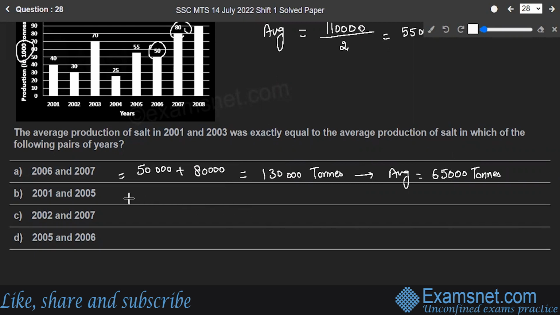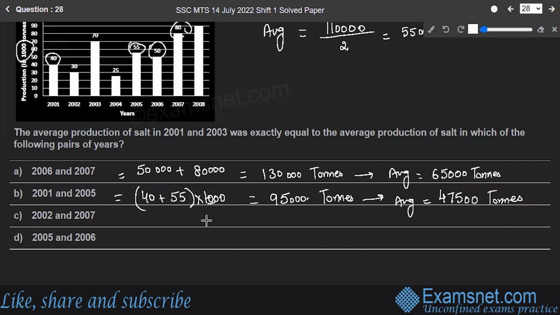Similarly, for 2001 and 2005, for 2001 it is 40 and 2005 it is 55. So 40 plus 55, I'll multiply by 1000 over here. So this will give you 95,000 tons. For that, again, you have to find out the average. So average is equal to 95,000 divided by 2, which is 47,500 tons.